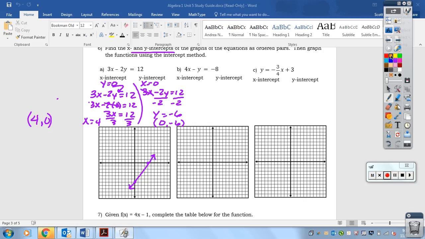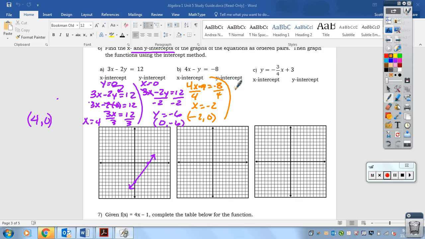The second example, 4x minus y equals -8. Again, the x-intercept means y is 0, so if y is 0, this goes away. Divide by 4, divide by 4. It looks like x equals -2, or really -2 comma 0.